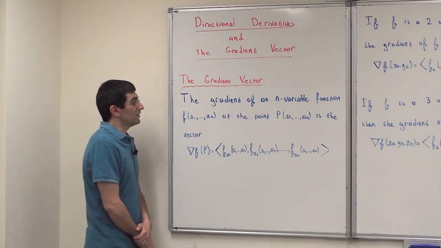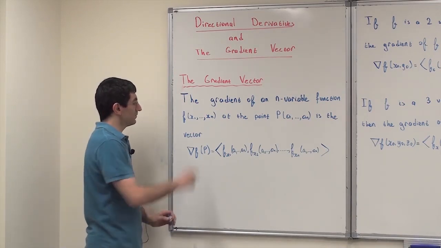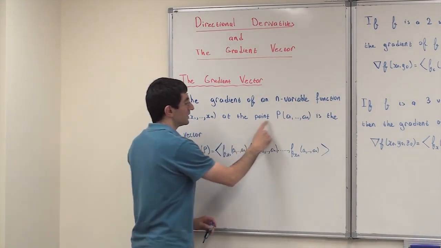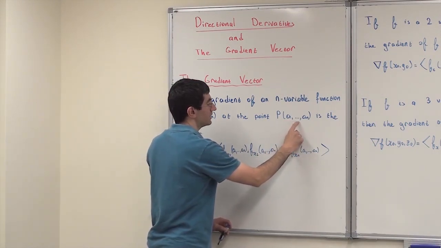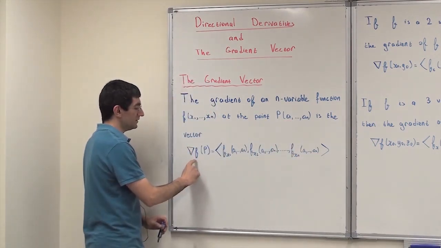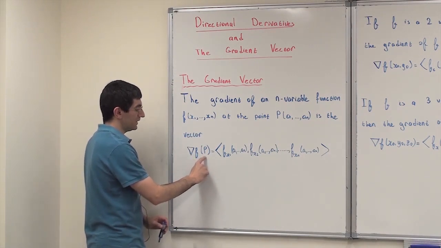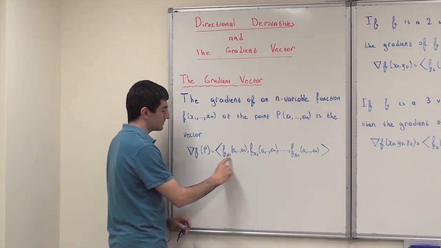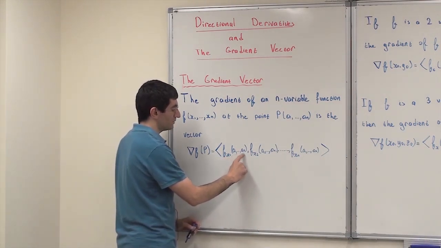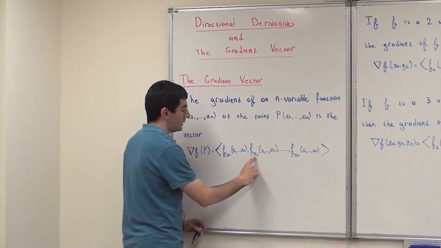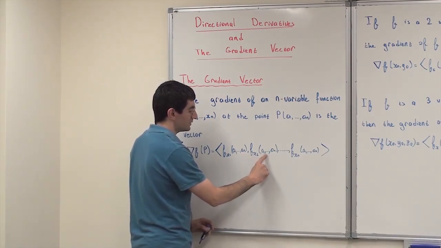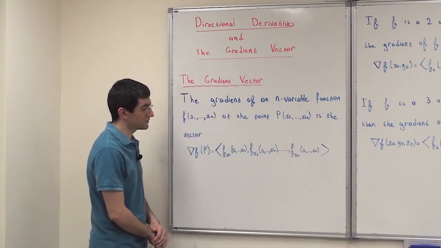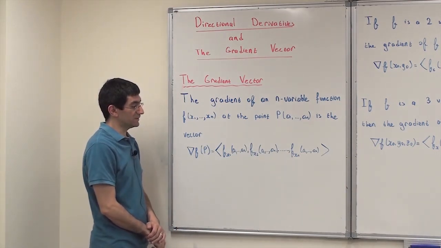So, the gradient of an n variable function, where the variables are x1, x2 to xn, at the point P, whose components are a1, a2 to an, is the vector ∇f(P), whose components are the partial derivative of f with respect to x1 evaluated at the point P, the partial derivative of f with respect to x2 evaluated at the point P, and we continue until we evaluate all partial derivatives of f at the point P.